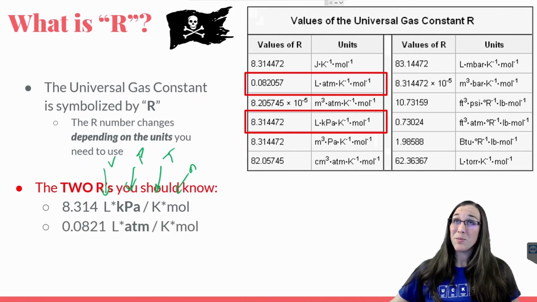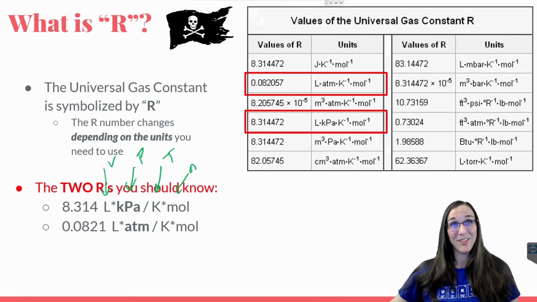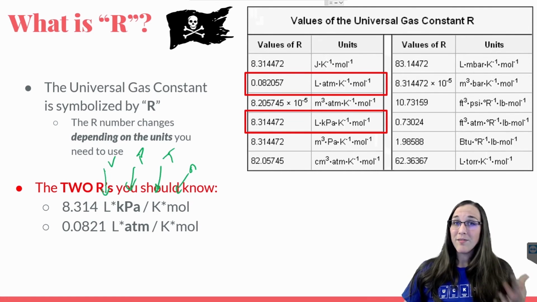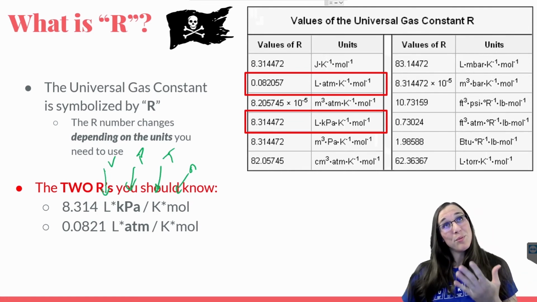Or 0.0821 liters times atmospheres as the pressure unit, divided by Kelvin times moles. Notice that the value changed depending on the unit of pressure used.